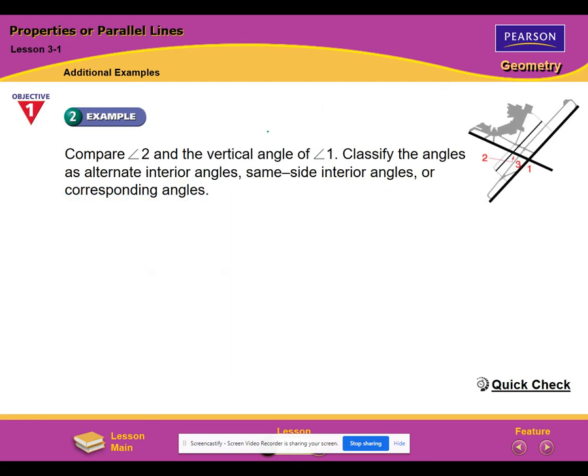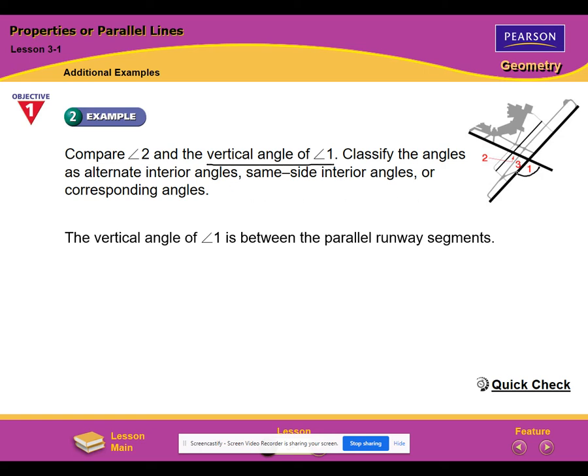Here's an aerial view of an airport. This isn't the best question, but this is what they give us, so we'll just cover it real quick. They discuss the vertical angle with angle 1. So here's angle 1, here's the angle that's vertical with it. They're asking us to classify that with angle 2.